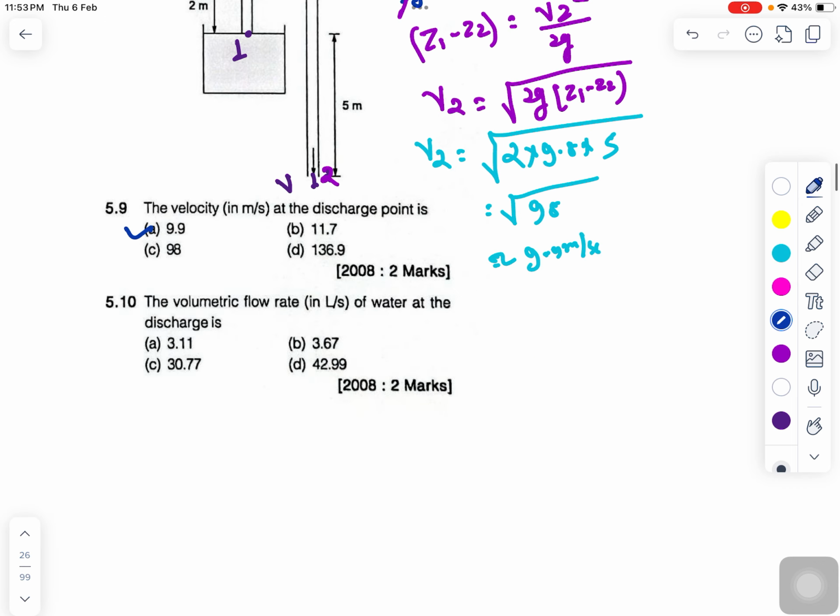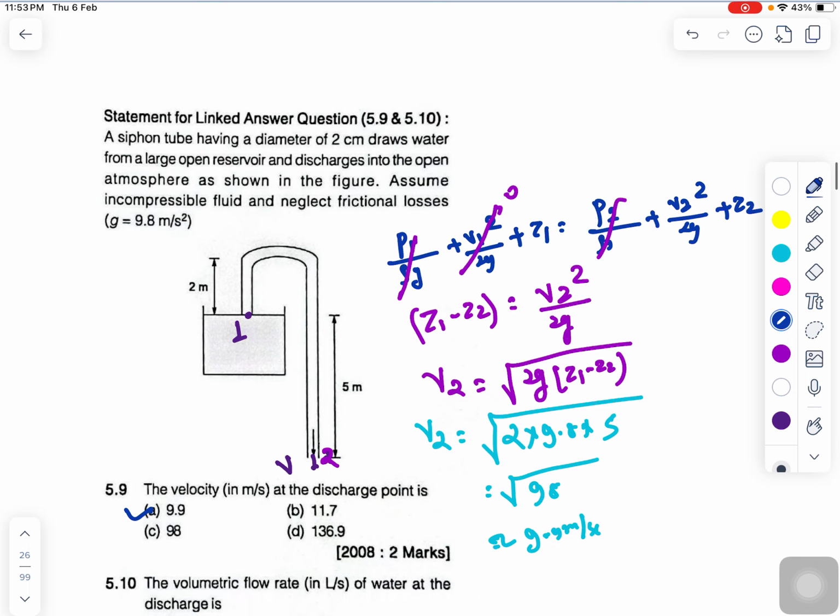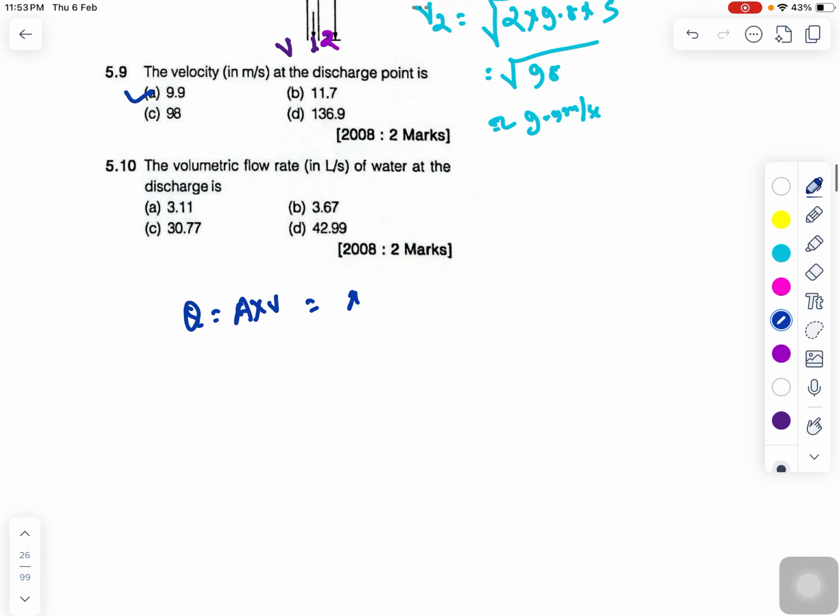Now you are supposed to calculate the volumetric flow rate of water at this discharge point. So what is volumetric flow rate? Q equals area multiplied by velocity. And what is the diameter of the pipe? That is 2 centimeter, right? So you can calculate pi by 4 into 0.02 whole square into 9.9. If you calculate these things, you will get 0.03, so you are supposed to calculate in liters. So 3.11, that will be equal to 3.11 liter per second. So from here, option A will be your correct answer.